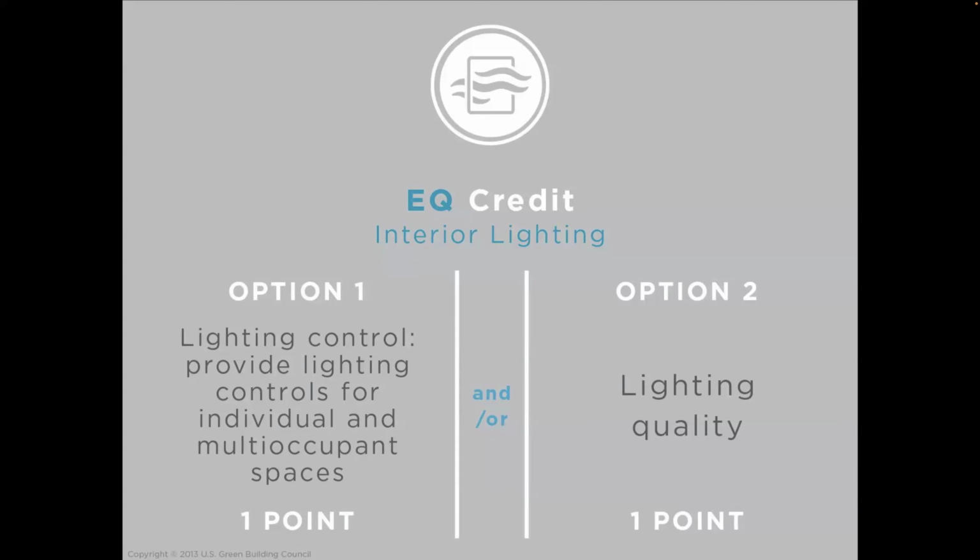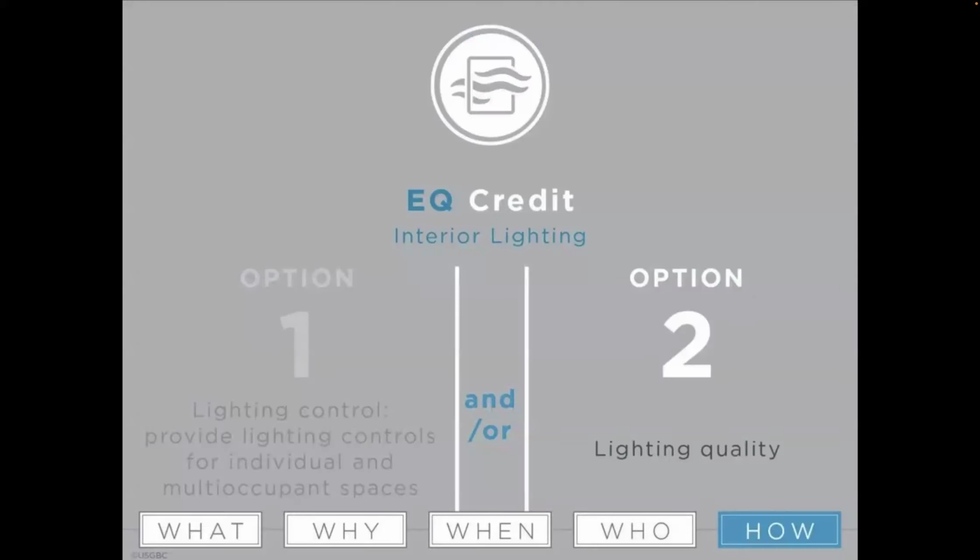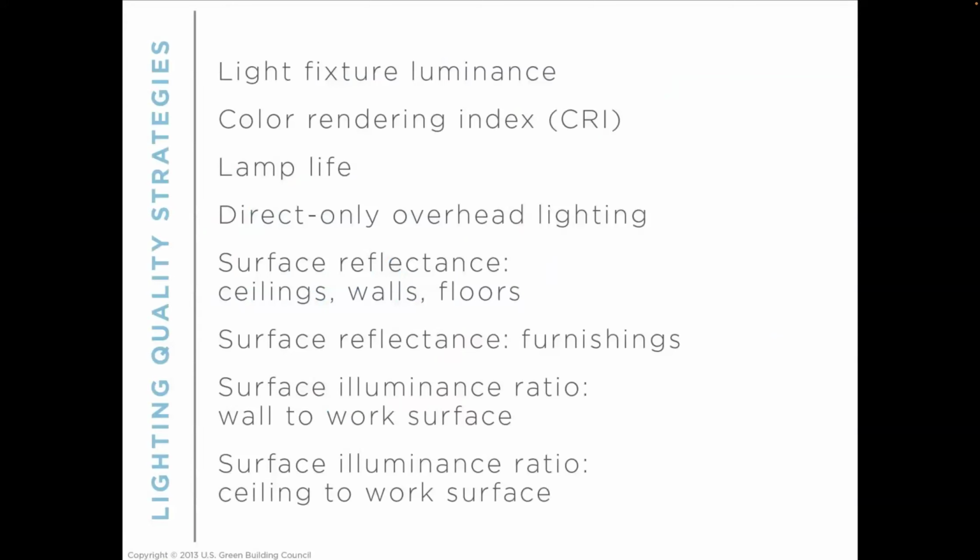And then lighting quality, again, are you getting certain lumens per square foot? What kind of light is it? You have to measure all that. So lighting control, do 50% of the individuals have control? And then for shared spaces, do 100% have that? And then lighting quality, again, this one's hard to get.